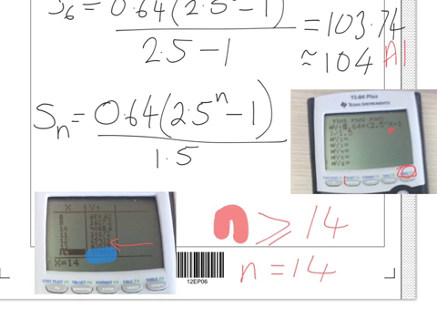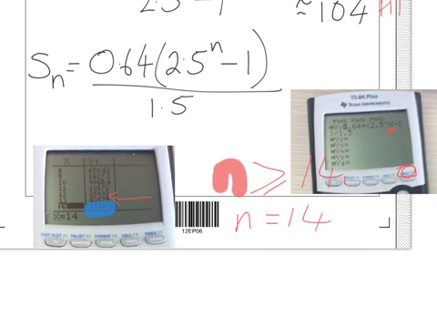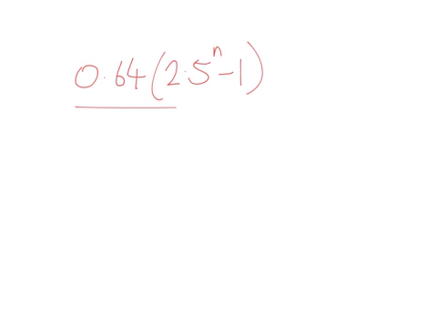That's the best way to do it. I'm going to show you the algebraic method for completeness. Actually, I'll do that on a new slide. So the algebraic method would be to set up this equation, same equation we had, well, inequality strictly speaking: 0.64 times 2.5 to the n minus 1, over 1.5, is greater than 7,500. And then we're trying to isolate n. So we'll do that, multiply both sides by 1.5.